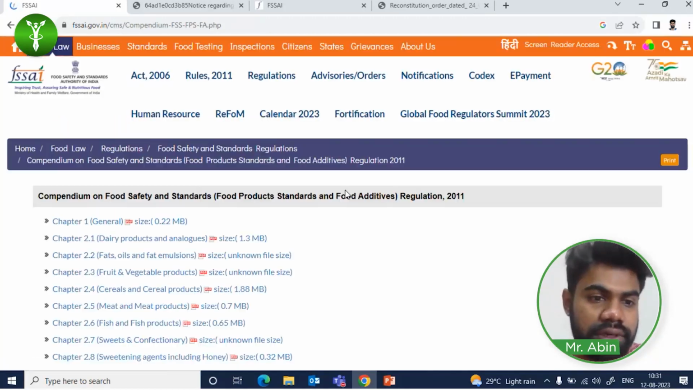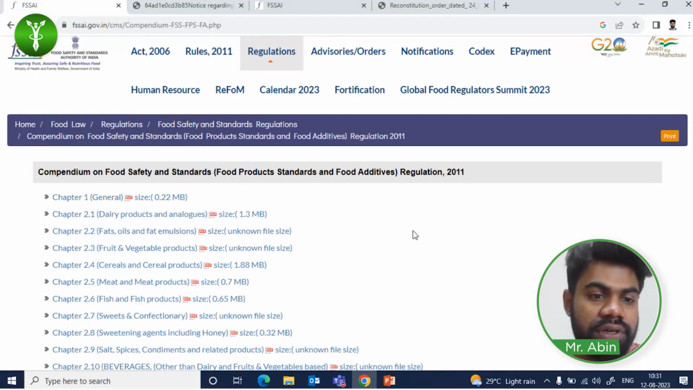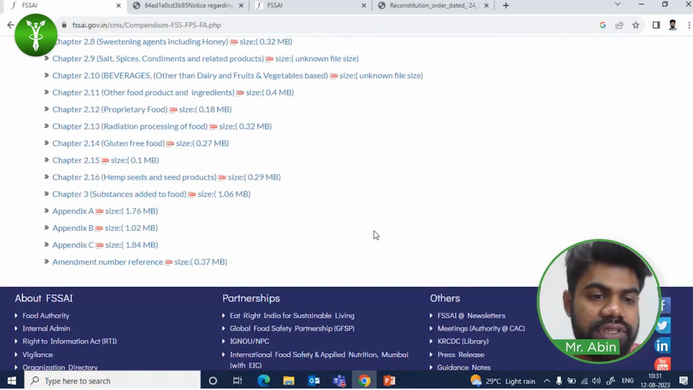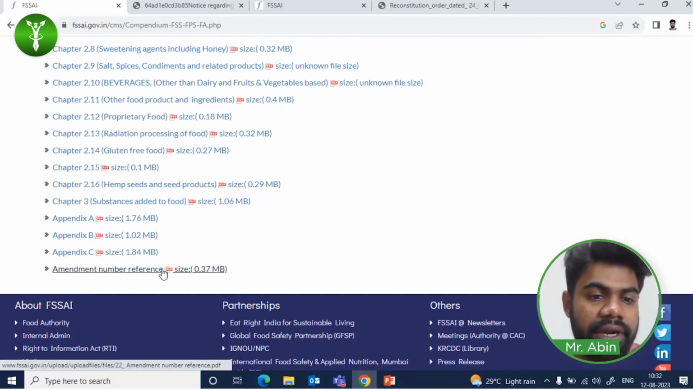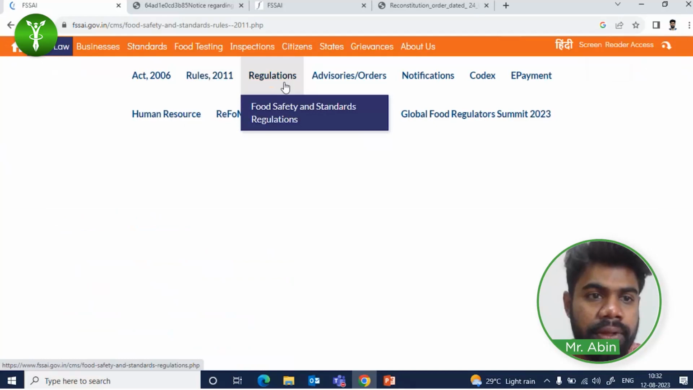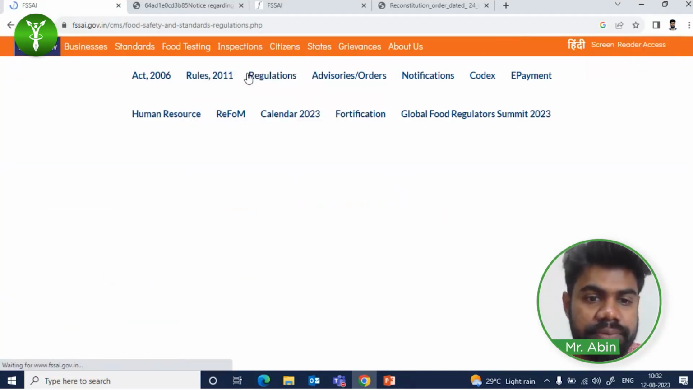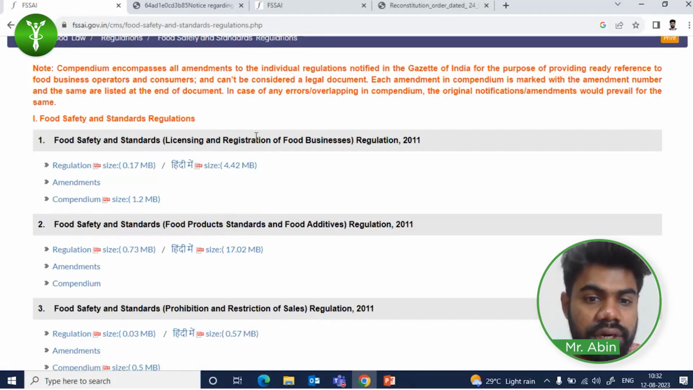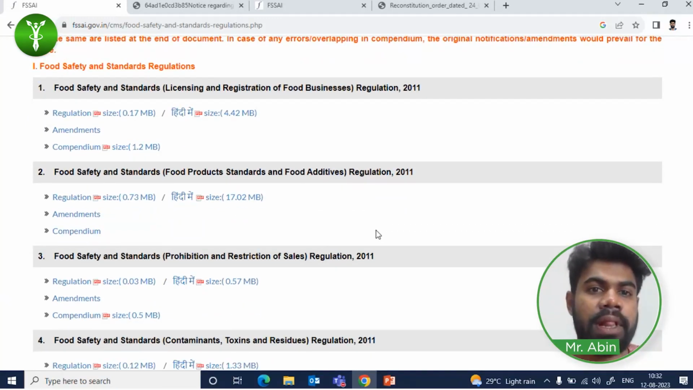Take it, and there what you can see is chapter 1, 2.1 onwards. You can see many. And here the amendment number reference is given, but here it is compendium only. You won't see the regulation here. But in the case of other regulations, take licensing and registration. Here you will see the regulation on the upside and amendments and compendium here. Amendments you can see here. And the compendium means the final one, which includes all the amendments. So this is how you will see. You only need to refer to the compendium so that you won't miss any points.